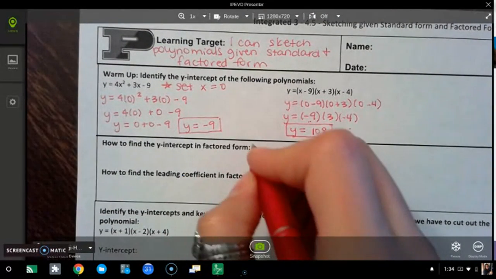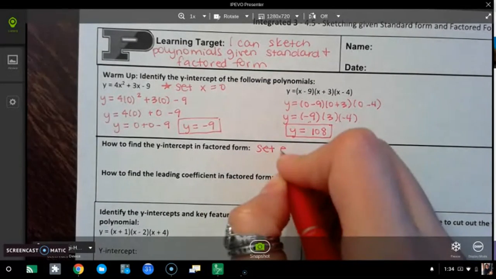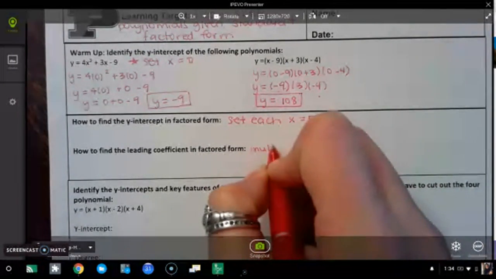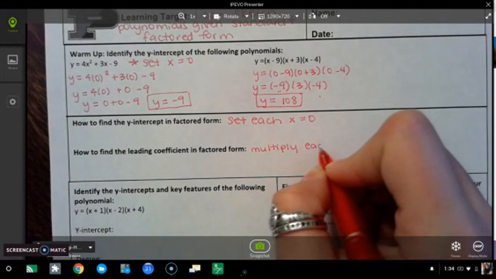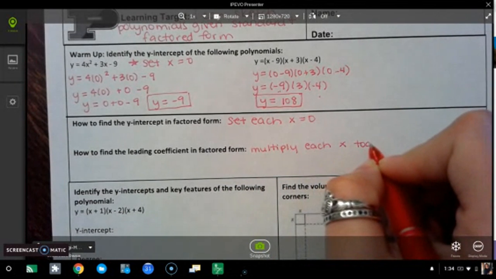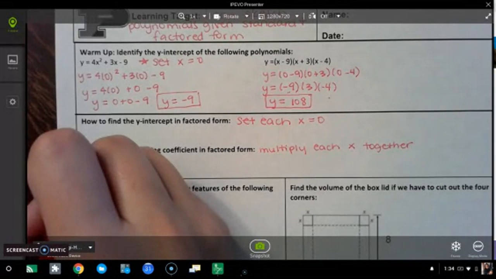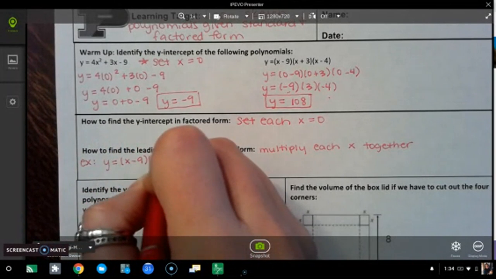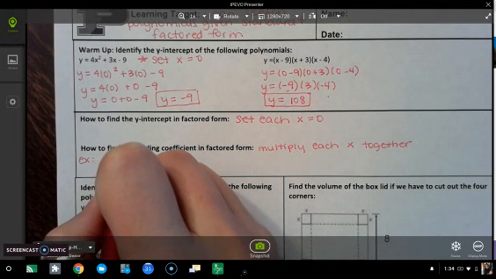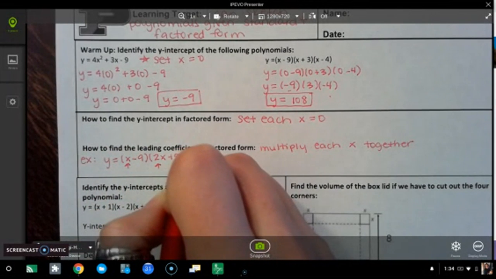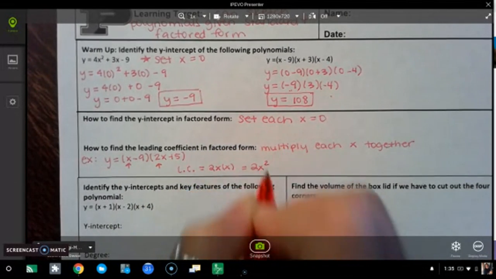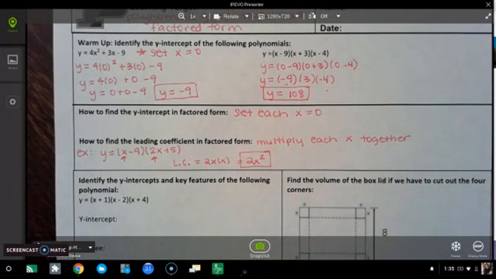Okay, how to find the y-intercept in factored form: set each x equal to 0. How to find the leading coefficient in factored form: in order to do this, you're going to multiply each x together. So for example, if we have y equals x minus 9 times 2x plus 5, we're just going to multiply this guy and this guy together. So my leading coefficient is going to be 2x times x to give me 2x squared. Multiply each x together.